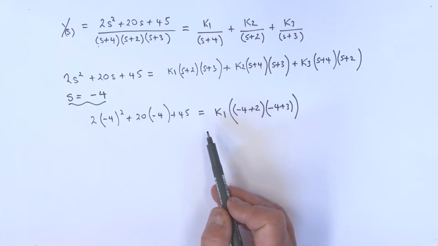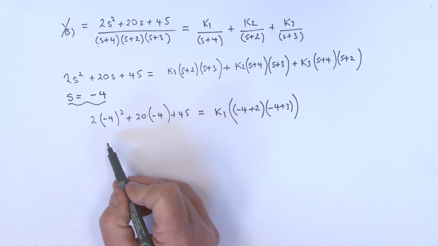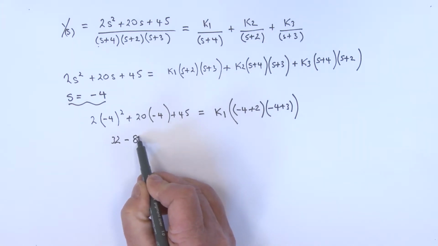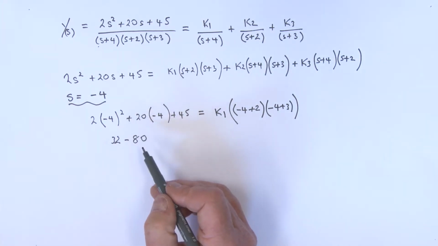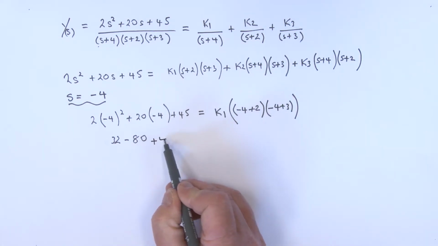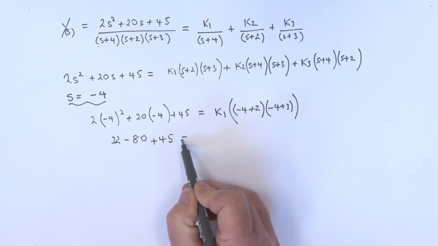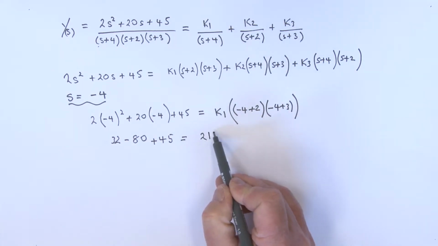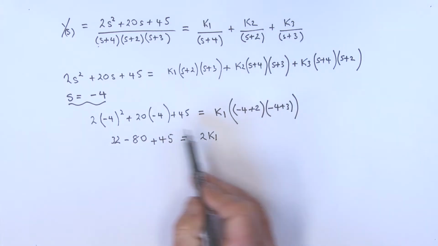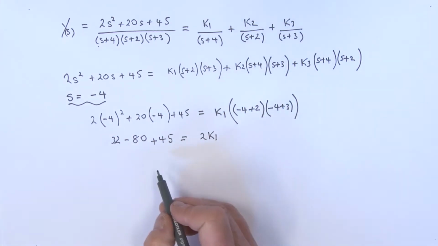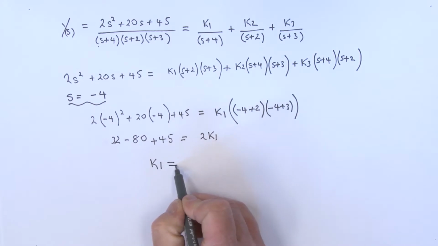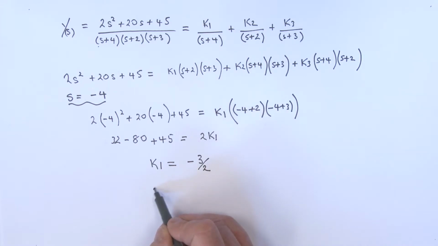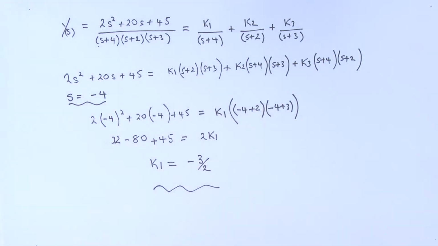Now, if we work this a little bit more, what we'll find is that we've got 32, minus 80, plus 45, and that is equal to, if I evaluate this over here, 2K1. So we're now in a position to very quickly find K1, and K1 is equal to minus 3 upon 2. So that's our first constant that we found.